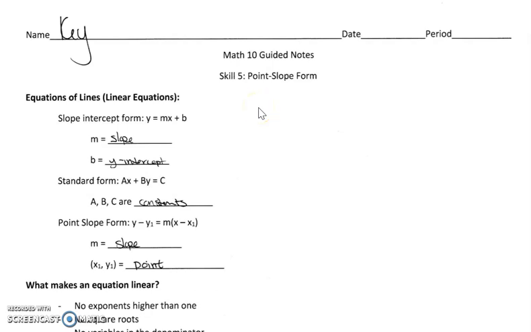Slope-intercept form, y equals mx plus b. If you look at that, I think you know this already. m is slope, b is y-intercept. That's old news. You guys have been doing that for a while.